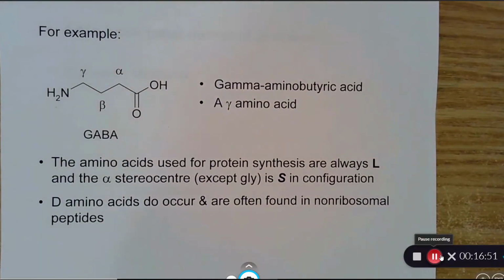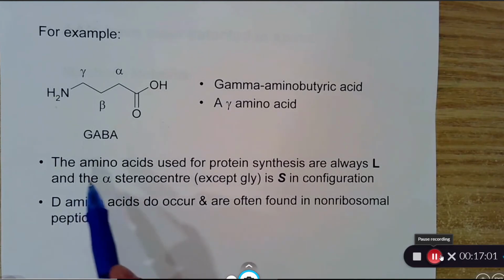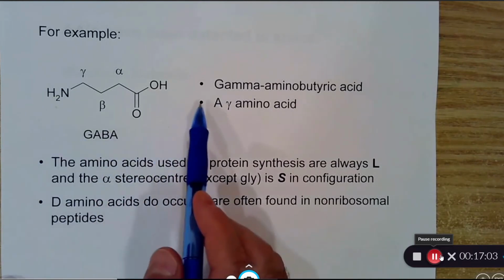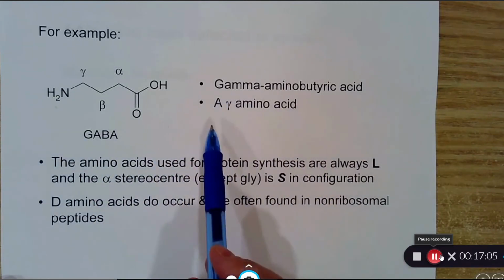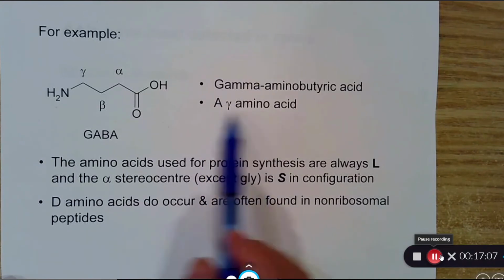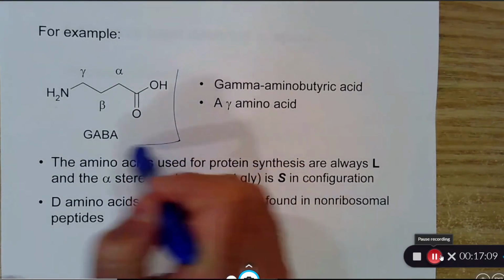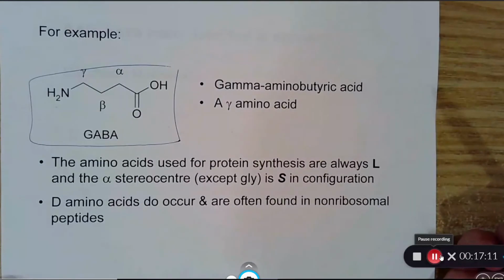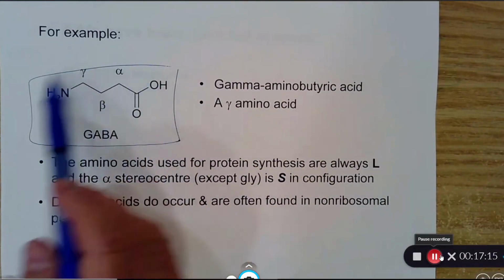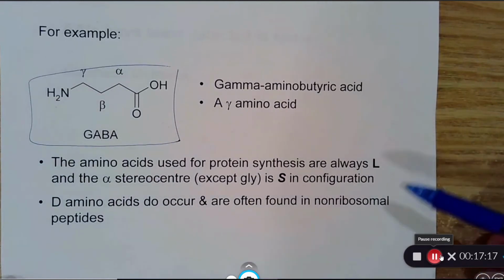Other examples of amino acids that were also detected were things that are not necessarily used for proteins or peptides. So for example, this is known as GABA, gamma-aminobutyric acid. It's a gamma amino acid. This is actually a very important neurotransmitter that's used biologically. So you may have heard of this one before, but you can see it's actually just an elongated amino acid.